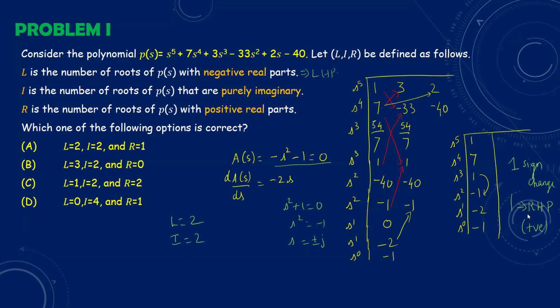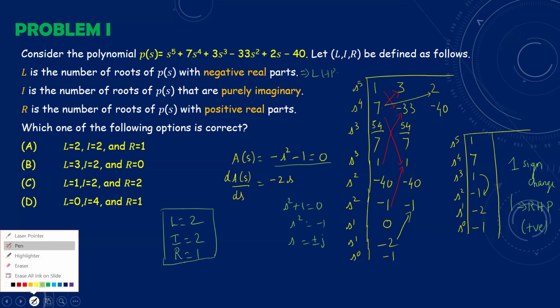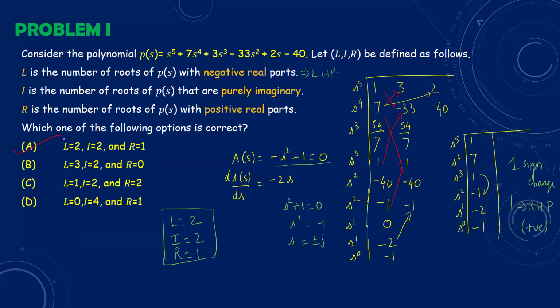The other one root: there is only one sign change, so one root will lie on the right half of the S plane. For positive real parts, the notation given is R, so R equal to 1. So this is the solution for this problem. Let me check with the options. Option A is L equal to 2, I equal to 2, R equal to 1. So with option A itself, we got the answer. We can pick option A.